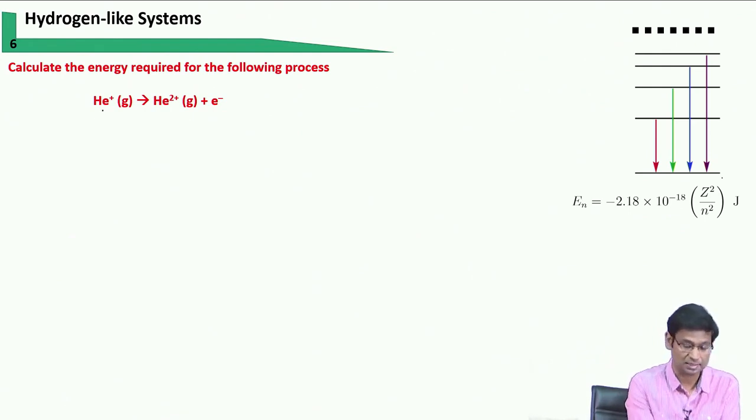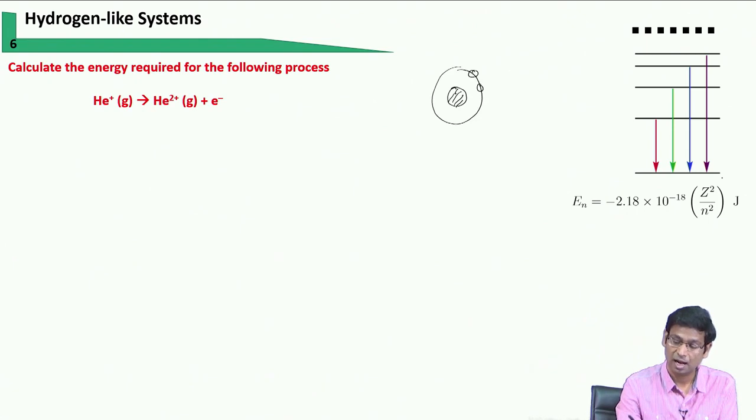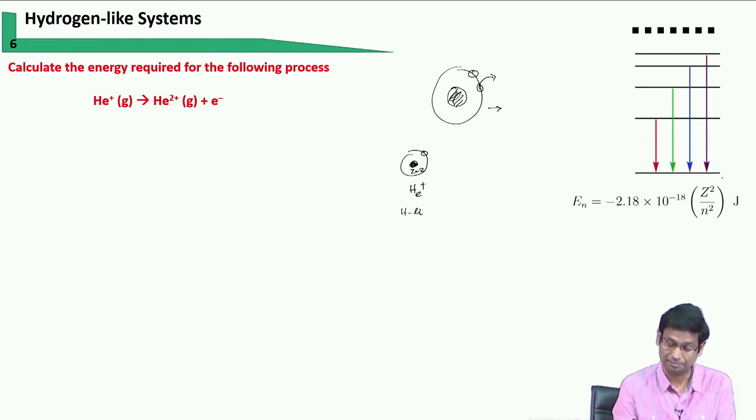So, now let us look at this question. It tells you what is the energy required to do the following process. What is the process? It starts with He plus. If you recall, helium has 2 electrons and its nucleus has 2 protons and 2 neutrons. How do I get helium plus? I will get this when I ionize 1 electron. So, this is my helium plus with the nucleus which has Z equals 2 and 1 electron. So, this is a hydrogen-like system.